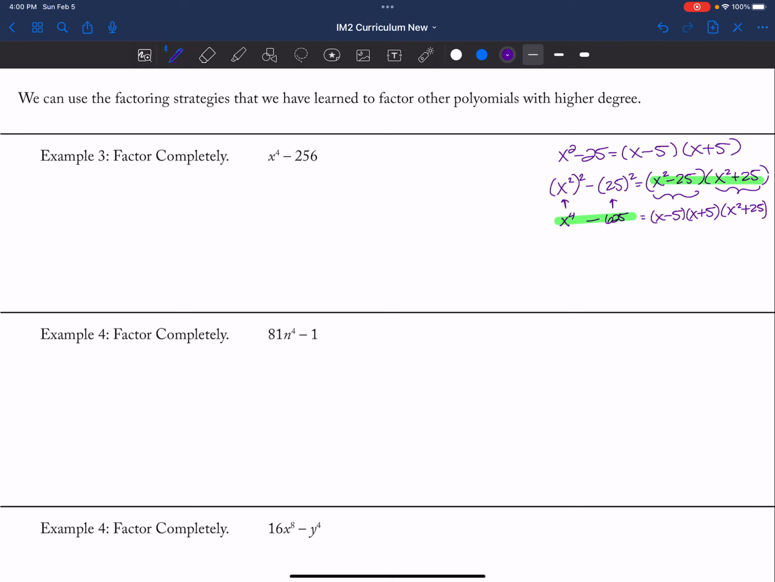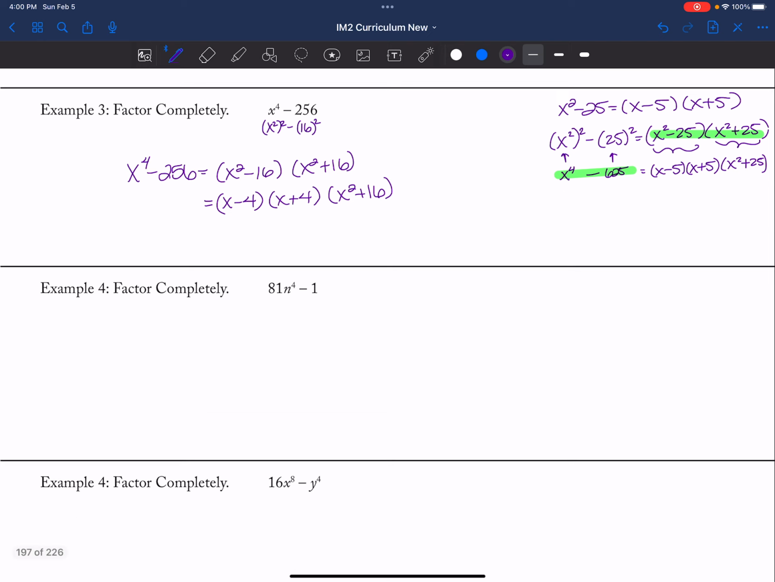So now, when I do this, this is the same thing as x squared, and this is the same thing as 16 squared. So x to the 4th minus 256 would be an x squared minus 16 and an x squared plus 16. The plus 16 one does not factor anymore, but the other one is a difference of squares of x minus 4, x plus 4, and then I just have the x squared plus 16 to tag along in the end.